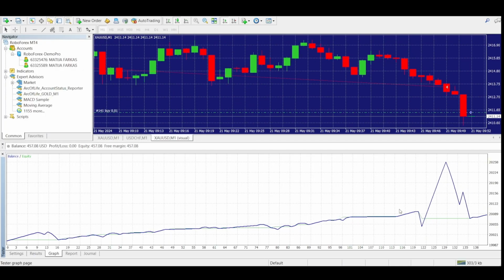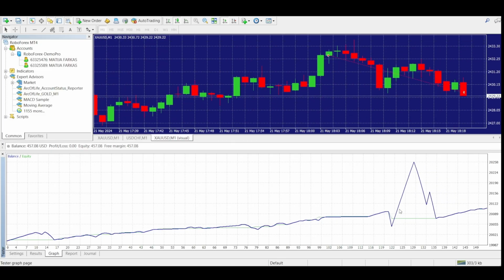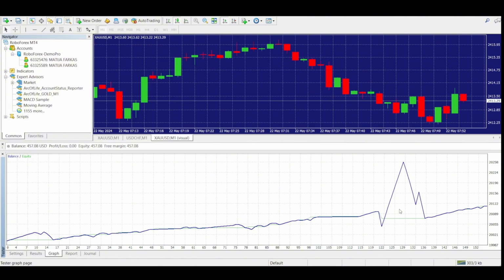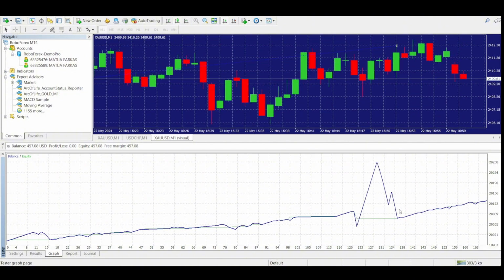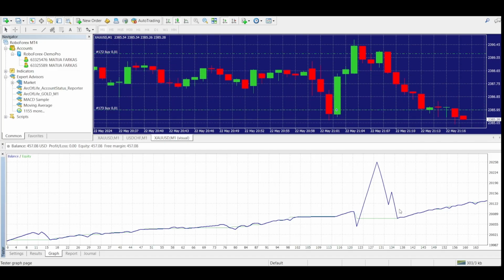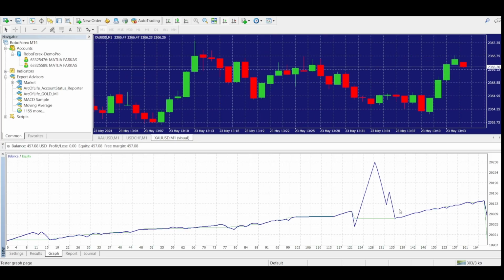Let's first talk about what you're actually seeing. At the top, you see the price chart. That's the market itself. Candles moving in real time, sometimes clean, sometimes messy. No market moves in a straight line forever. At the bottom, you see the equity curve. And this is where most people stop showing you things. So let's explain it properly.